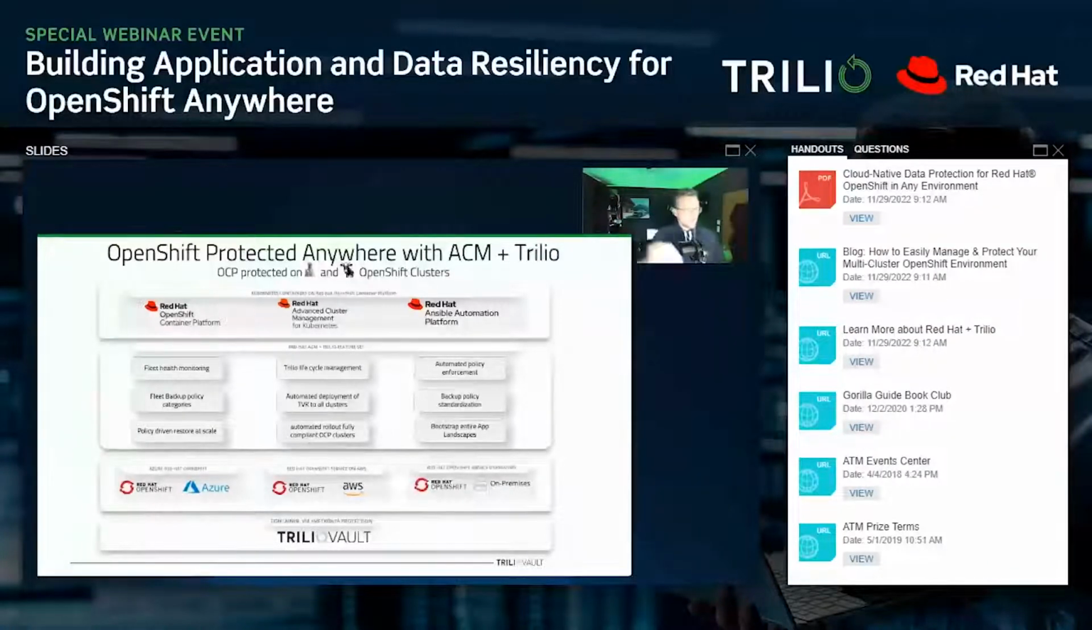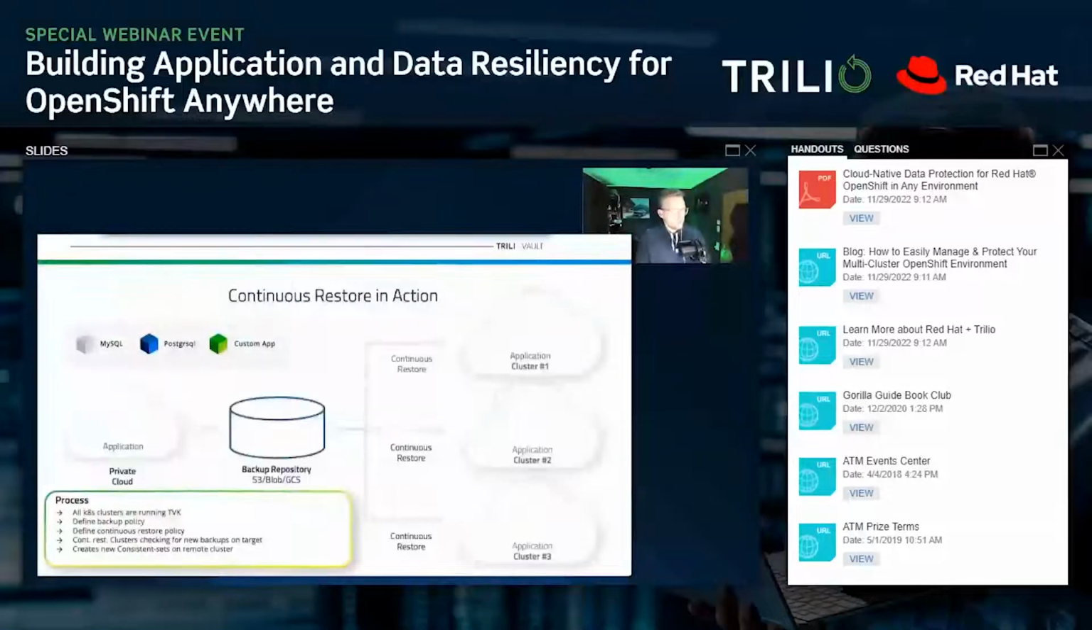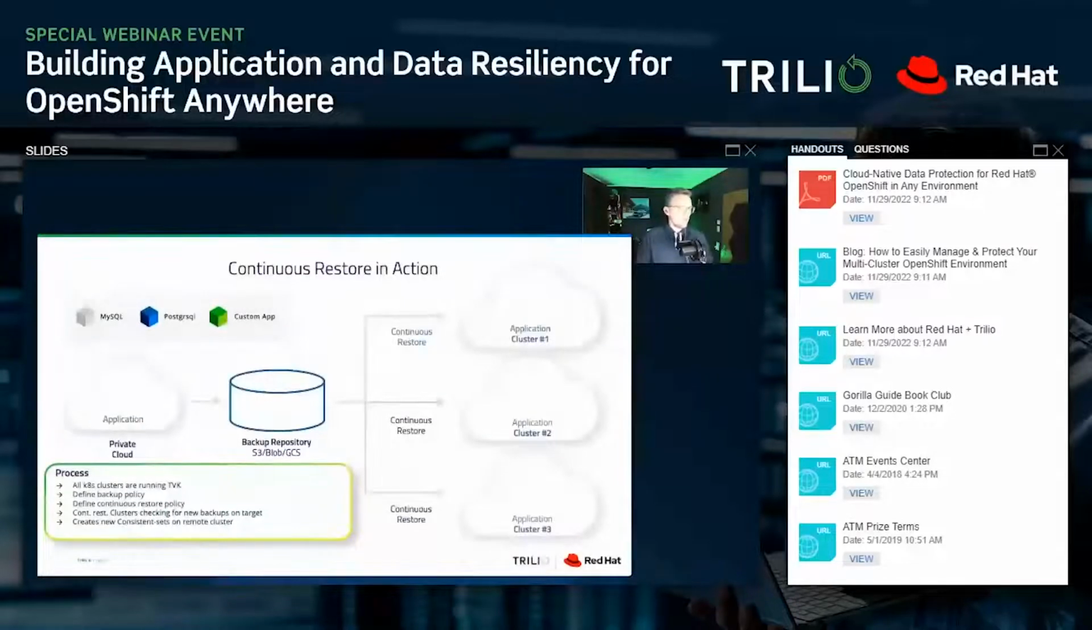And on top of this kind of automated cluster and Trilio spawning everywhere, we can use a functionality we launched recently, which is continuous restore. What do we do? We have a cluster on the left-hand side. As I mentioned before, we store our backups on the target.